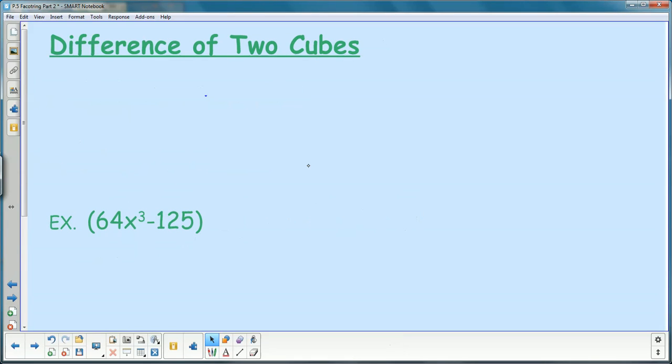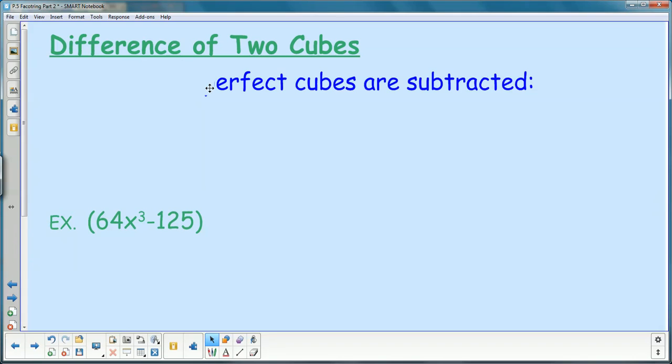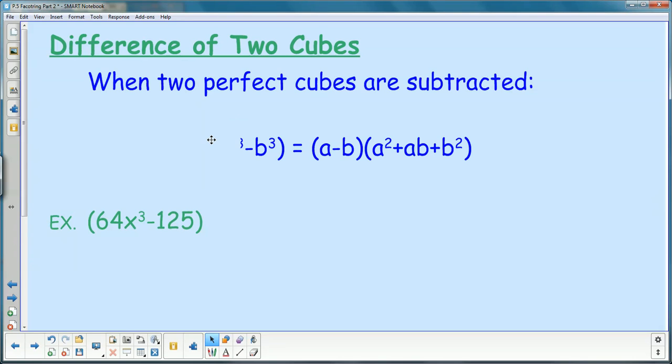Okay, difference of two cubes is similar, where we have a difference of two cubes, like in our example here, we've got two perfect cubes subtracted, and we're going to still have a formula. So two perfect cubes subtracted is going to give us a minus b times a squared plus ab plus b squared. And then you'll be able to stop there because this is going to be unfactorable.